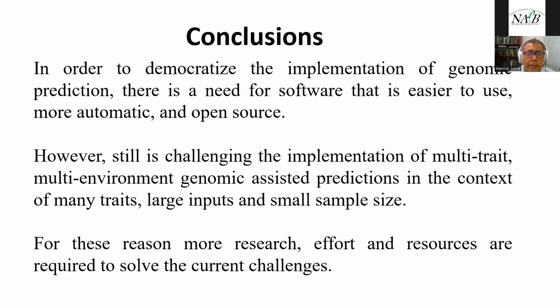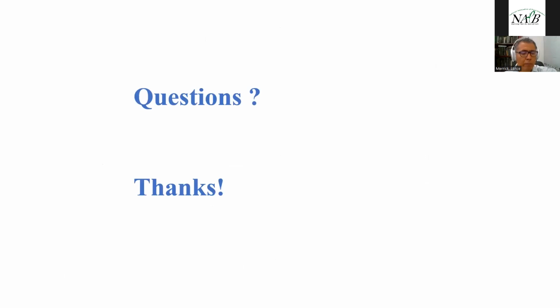However, the implementation of multi-trait, multi-environment genomic prediction is still challenging in the context of many traits, large inputs, and small sample size. For this reason, more research, more effort, and more resources are required to solve these current problems for implementing multi-trait and multi-environment prediction models in the context of genomic selection. And that's it from my part.